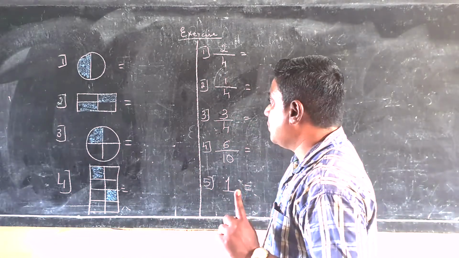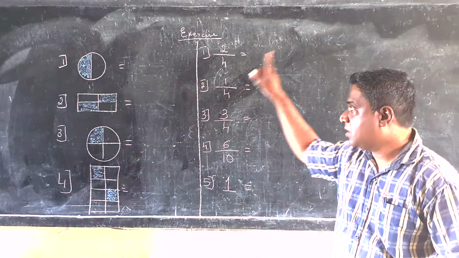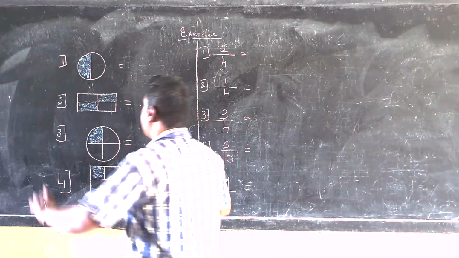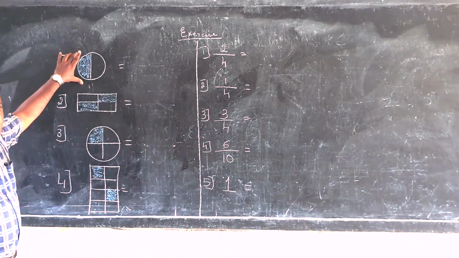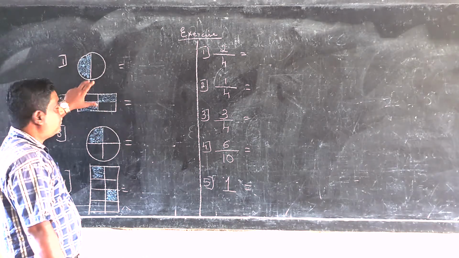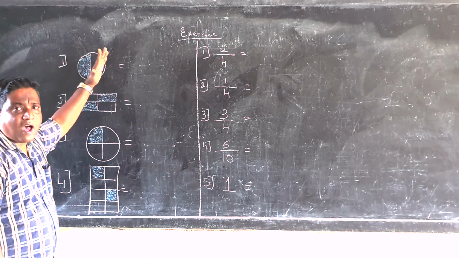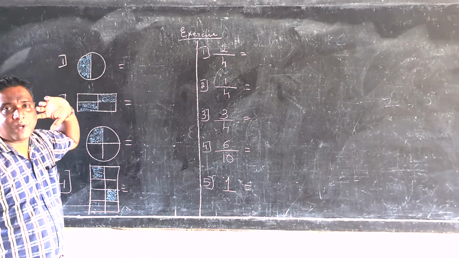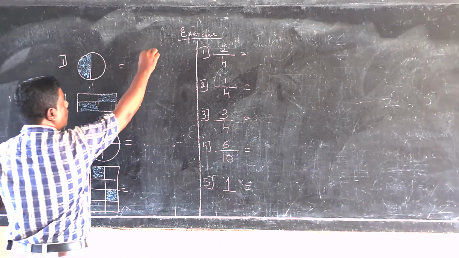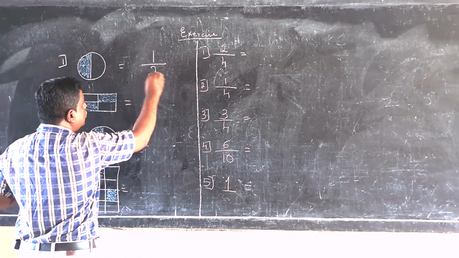Okay, so we start with exercise 1. In this first figure, I have drawn a circle. Half of the circle is utilized. So how do I write? I write 1 upon 2.